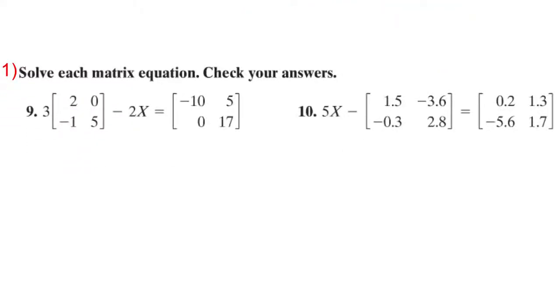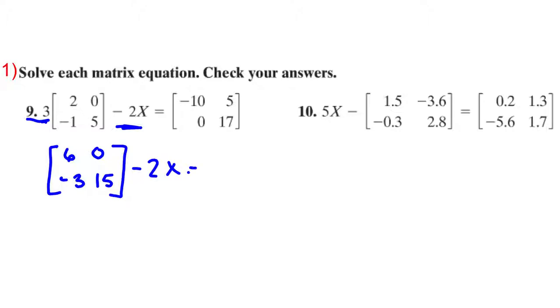All right, so solve the matrix equation and then check your answer. Okay, so let's take a look at number 9. We are wanting to get the x term by itself, which means I need to undo this matrix. But holy cow, do you see this 3 here? So I need to multiply that 3 to everything on the inside before I do anything else. So 3 times 2 is 6. 3 times 0 is 0. 3 times -1 is -3. 3 times 5 is 15. And then we still have that minus 2x equals -10, 5, 0, 17.